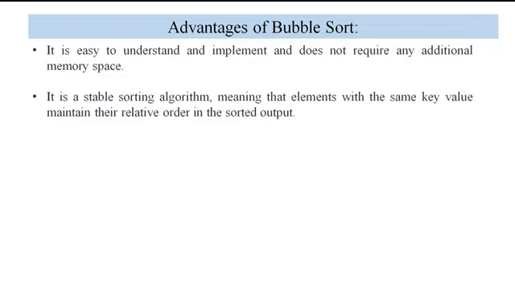So now I would like to conclude. Before that, let's see what the advantages of bubble sort are. Basically it is very easy to implement, and it is easy to understand the sorting process, and it is stable. If we have multiple keys of the same value, they will be placed adjacent to each other.